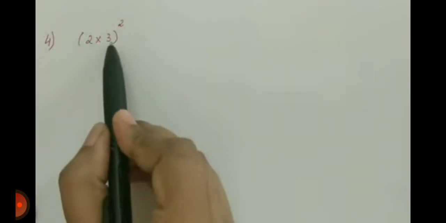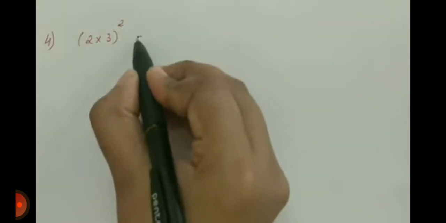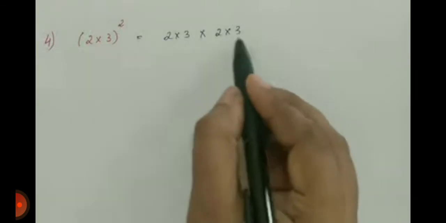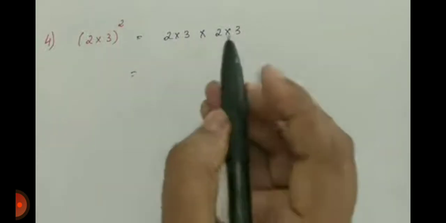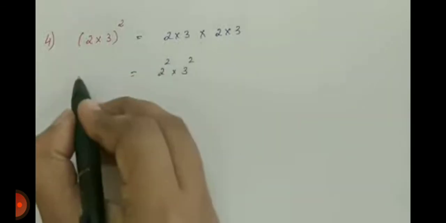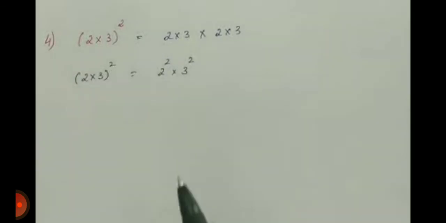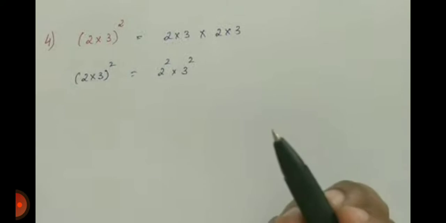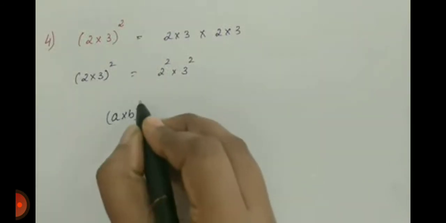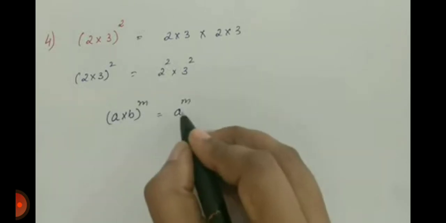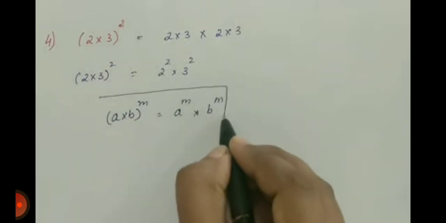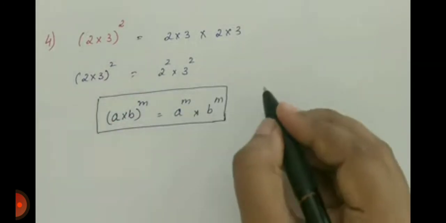Fourth one: 2 into 3 whole to the power of 2. We can write it as 2 into 3 into 2 into 3, 2 times. 2 into 2, 2 square, into 3 into 3, 3 square. Therefore, 2 into 3 whole square equals 2 square into 3 square. In general, we can write it as a into b whole power m equals a to the power of m into b to the power of m. It is called the expanded power rule.